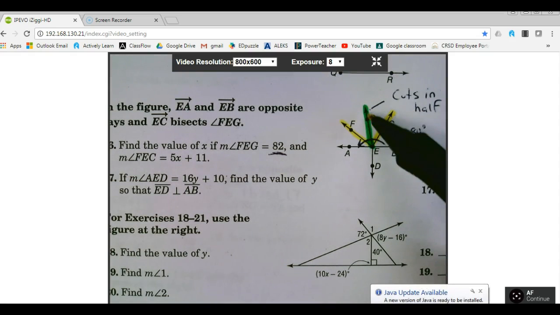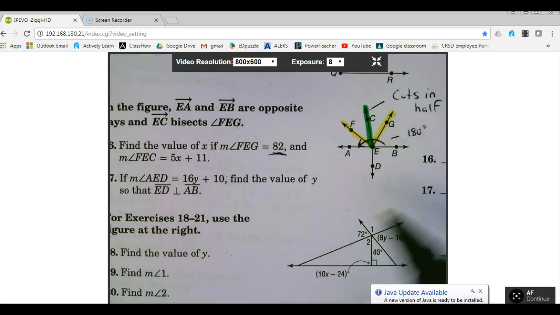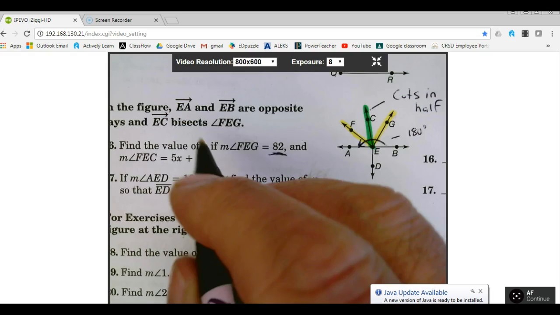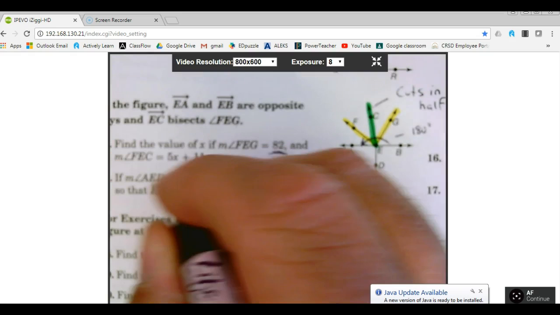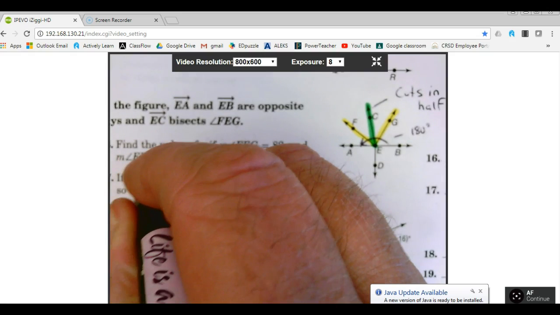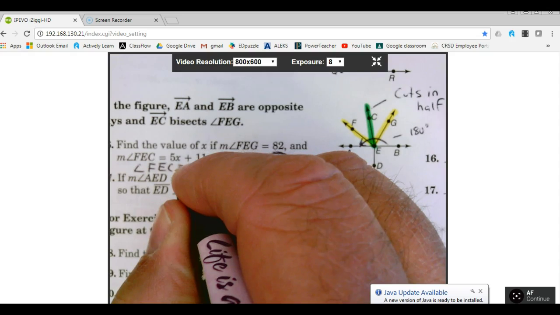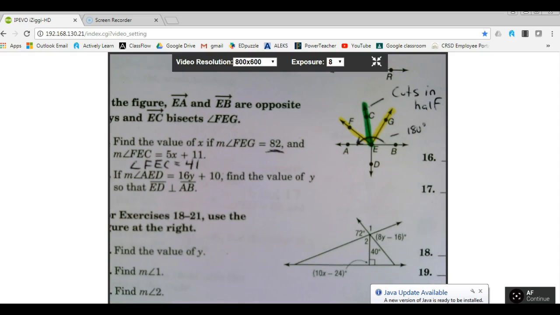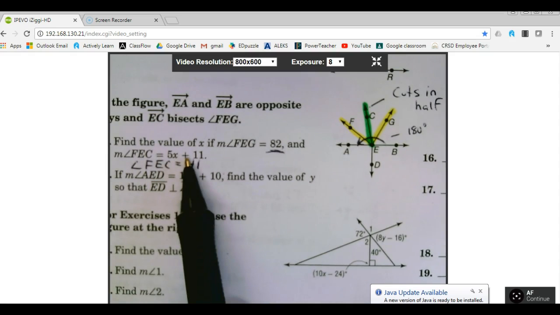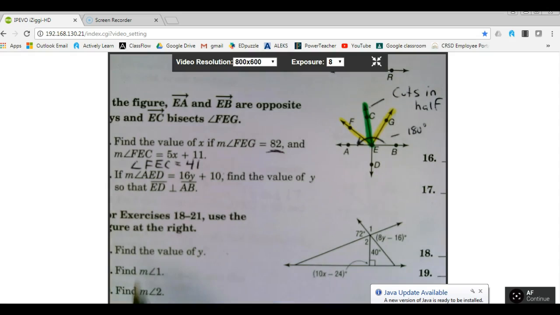So then we know that the total angle FEG is equal to 82. So half of this, FEC, is going to be equal to not just 5x plus 11, but it's also equal to half of that 82. So the measure of angle FEC also equals 41 degrees. And then we can just take these two things and make them equal to each other. So we could say 5x plus 11 equals 41.